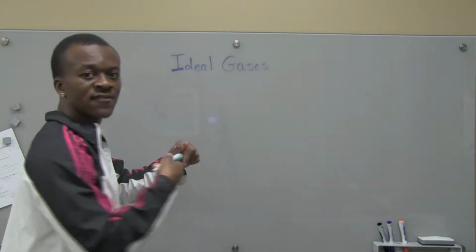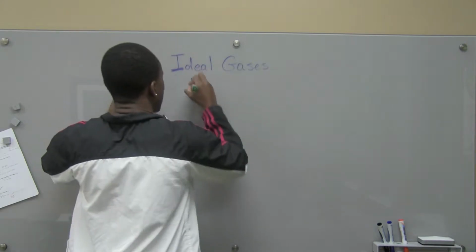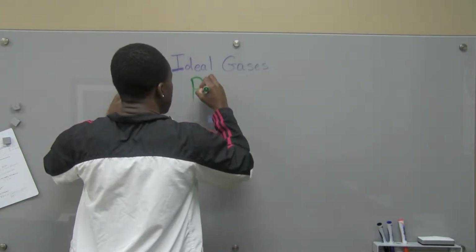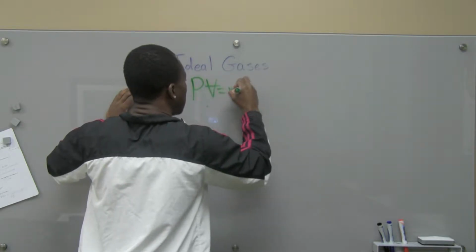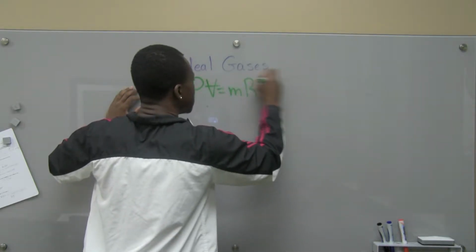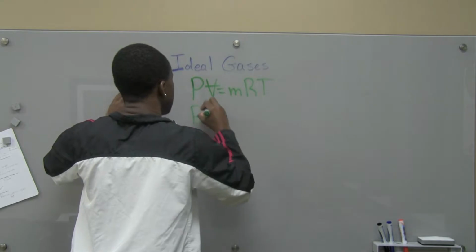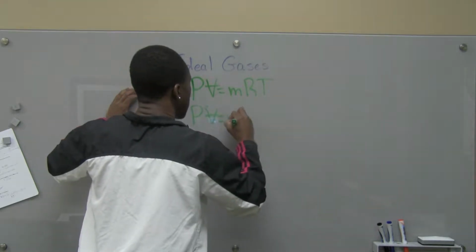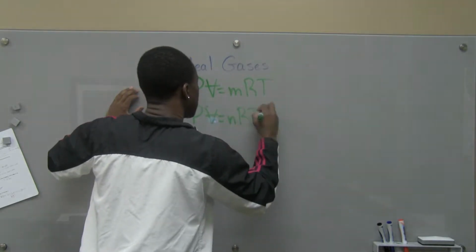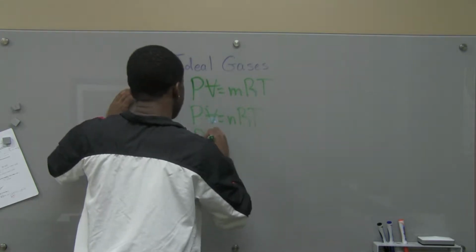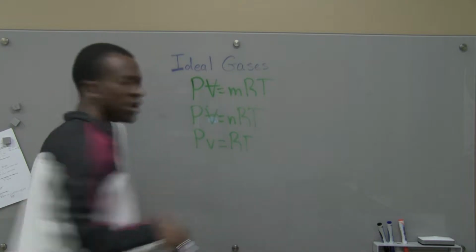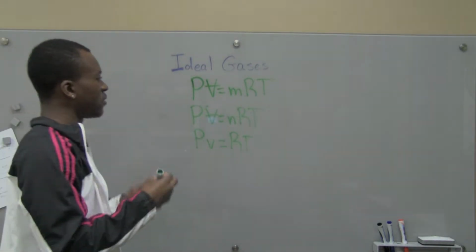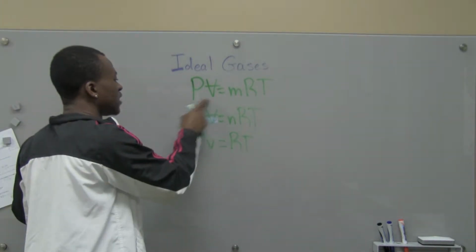Now, with the ideal gas formula, you may have seen this written a few different ways. You may see PV equals mRT, PV equals nRT, or P times specific volume equals RT. And these are just variations of the same formula, turned into different forms.